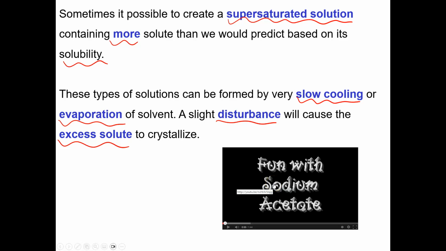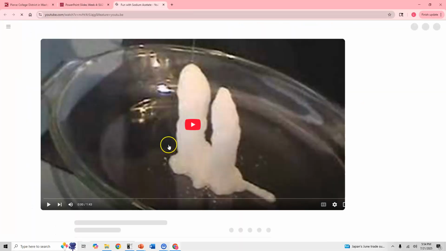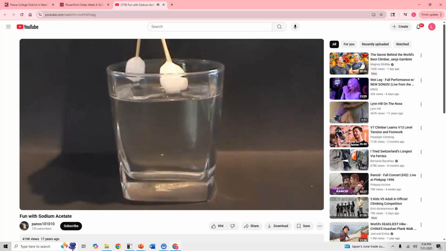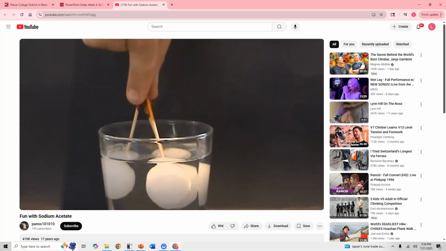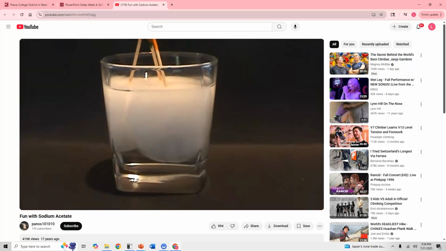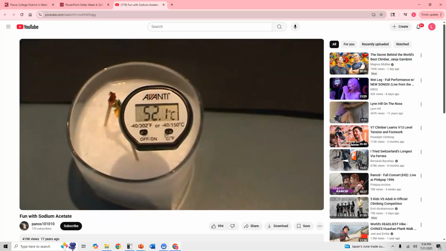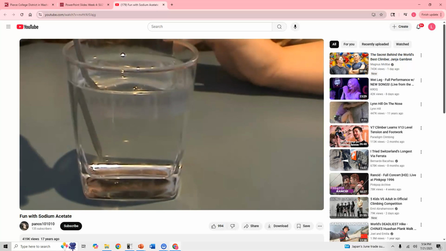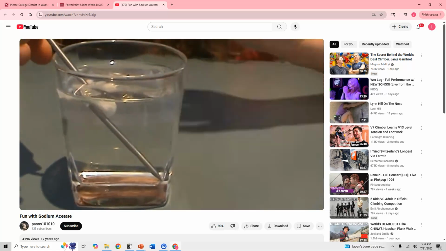So I'd just like to show you a famous substance for which it's possible to form a supersaturated solution, and that is sodium acetate. And you can find recipes to do this at home if you're committed to seeing this yourself. So, supersaturated sodium acetate, as soon as you disturb it, the excess solute will begin to crystallize out. And this is often described as hot ice because the crystallizing of the excess solute actually causes the temperature to go up. And here you can see it got up to above 52 degrees Celsius.